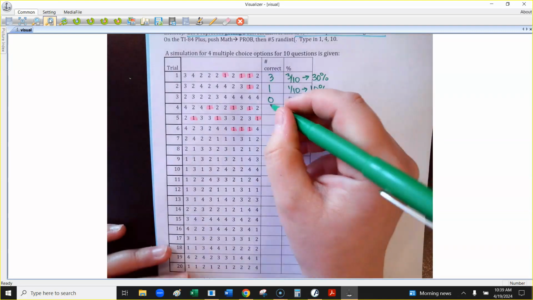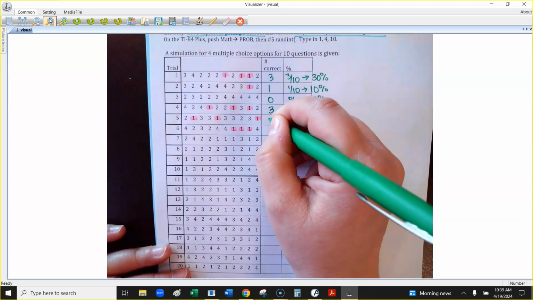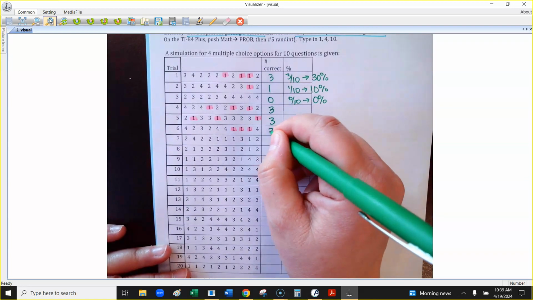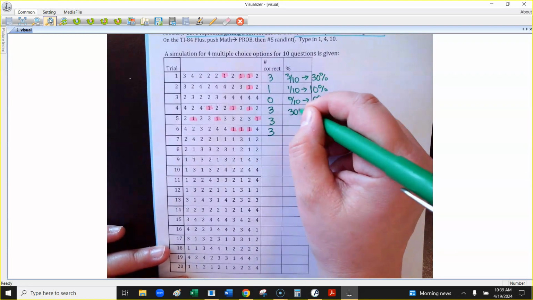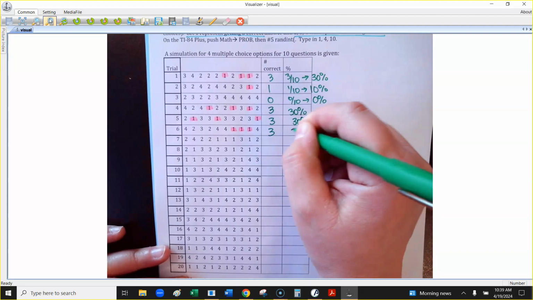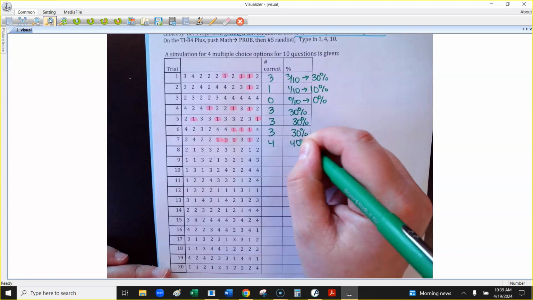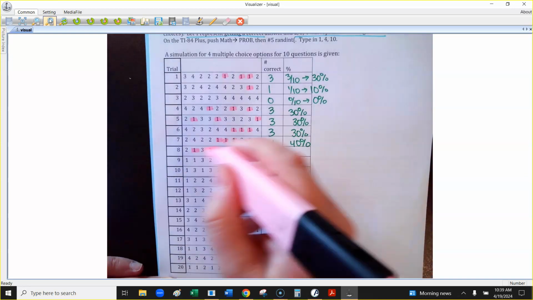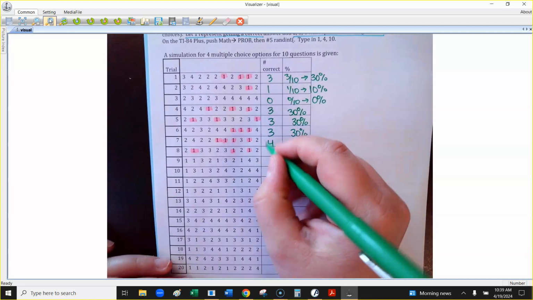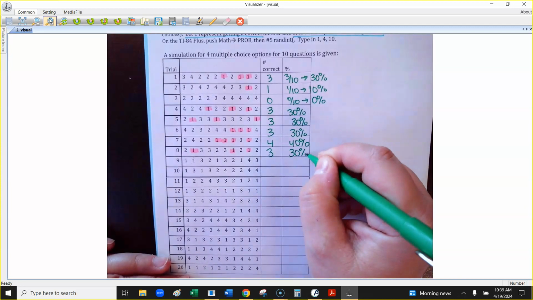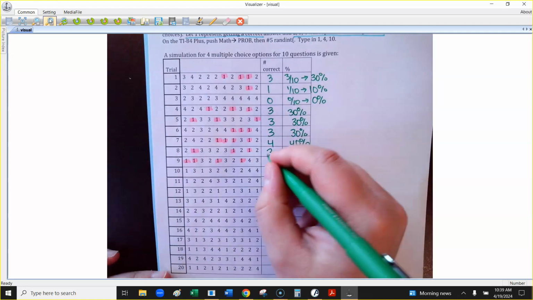Person number 4 got 3 correct. Person number 5 also got 3 correct. Person number 6 also got 3 correct. So those would all be 30%. Let's see, person number 7, ooh, this person is a better guesser. They got 4 correct, so that'd be 40%. Person number 8, 1, 2, 3, they're back to 3 correct, so 30%. Person number 9, we got 1, 2, 3, 4, so they got 4 correct. Person number 10, looks like they only got 2 correct, so they got a 20%.